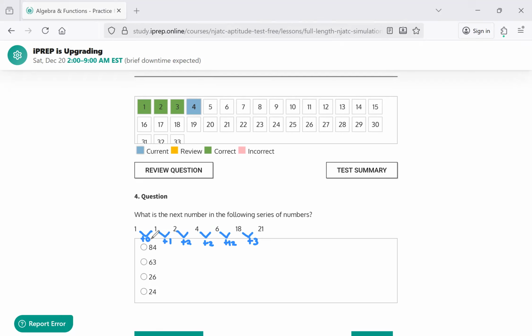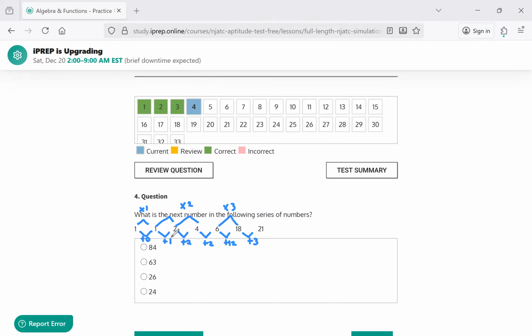Hmm. Let's see if we can find a common ratio, meaning a number that's multiplied. From 1 to 1, it looks like you multiply by 1, right? And then from 1 to 2, no, there's no common ratio. But from 2 to 4, you could multiply by 2. From 4 to 6, there's no common ratio, but from 6 to 18, it looks like you multiplied by 3. So now I see the pattern.